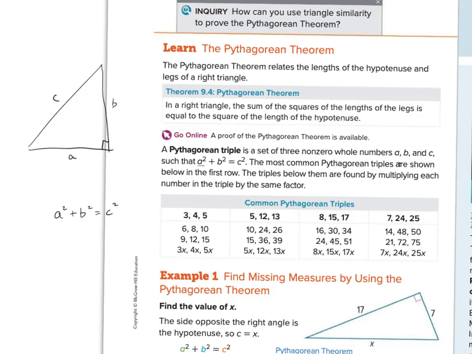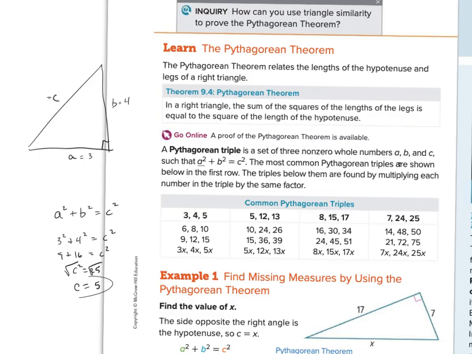Now, in using that, we notice that our numbers sometimes work out to perfect values, or integers. For example, if a was equal to 3 and b was equal to 4, what would c equal? Well, 3 squared plus 4 squared is equal to c squared. 9 plus 16 is equal to c squared, or c squared is equal to 25. Then when you find the square root of both sides, we find that c is equal to 5.